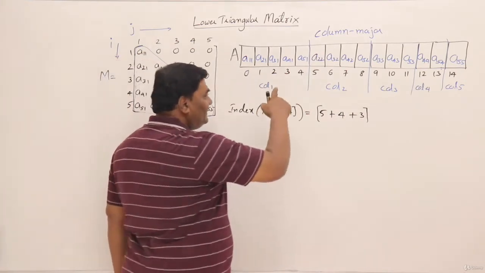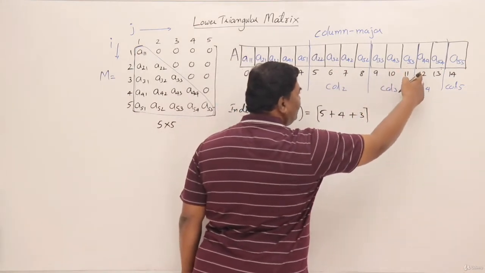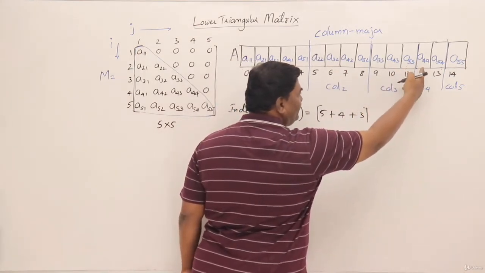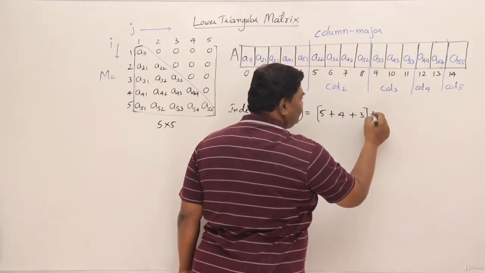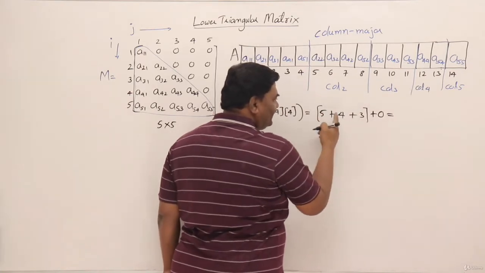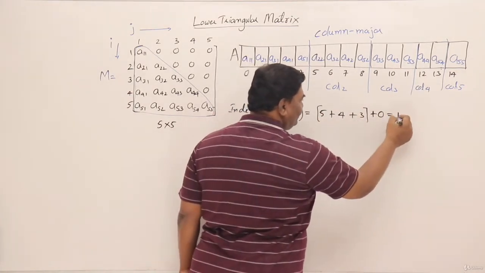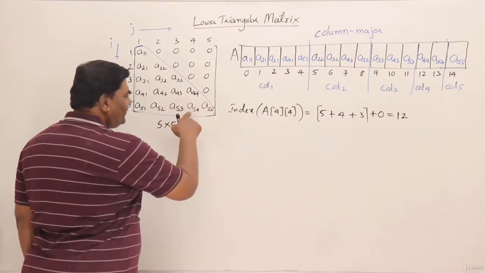Then, after I have skipped the first, second and third column, I am here at the beginning of this one. Do I have to move ahead to get to the element? No, I am on the element only. So this is 0. Total is 5 plus 4, 9, 9 plus 3 is 12. So this is 12. Next, I want the element 5, 4.